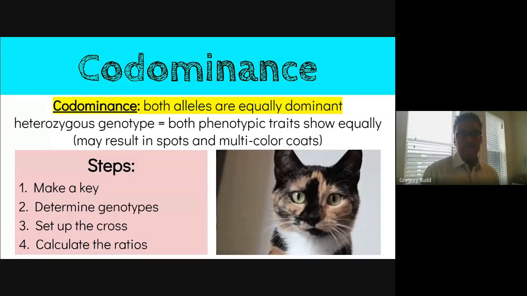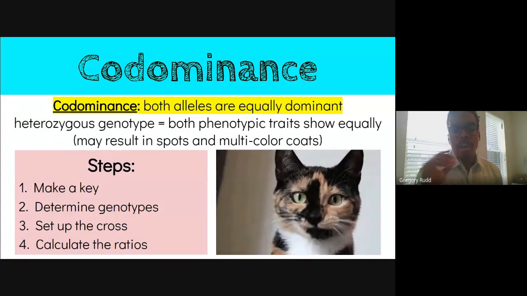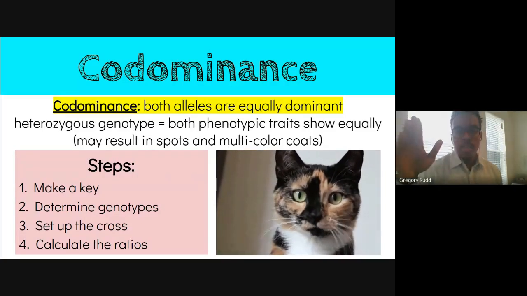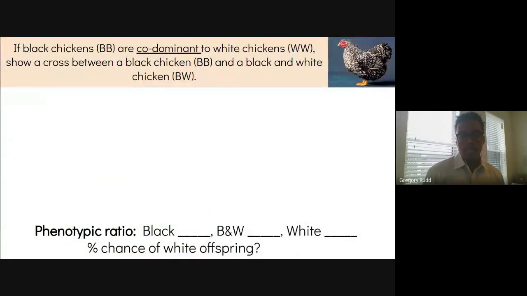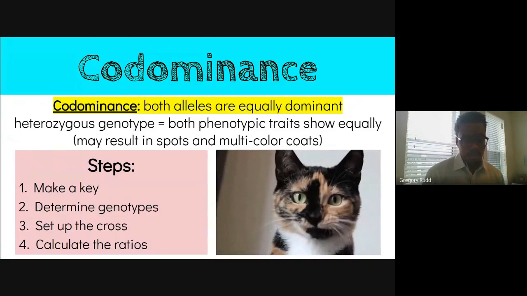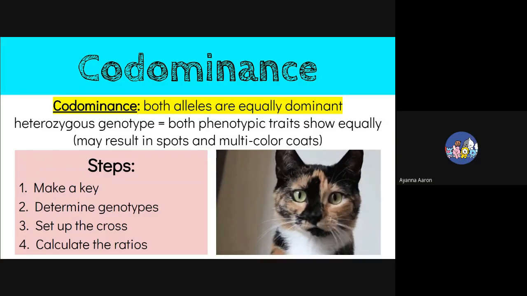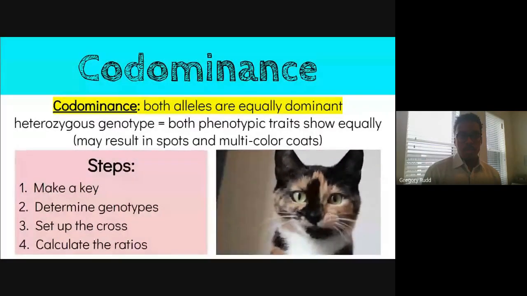Okay. So, in complete dominance, the heterozygous genotype still expresses the dominant trait. In incomplete dominance, our heterozygous genotype expresses a blended trait. And in codominance, our heterozygous genotype expresses both traits. Any questions about this? No. Okay, thank you. So let's look at another practice problem.